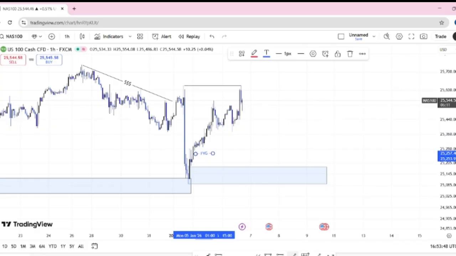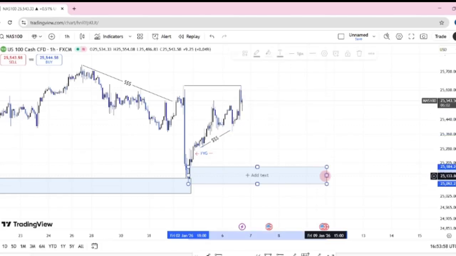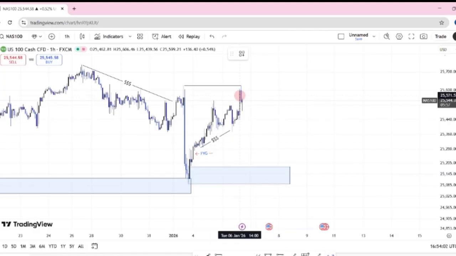So if you look at this level, we have all of this liquidity resting at this point. So I'll be anticipating for NAS100 to come back into this level. This is what I want to see, price coming back into this level, and our first target will be this high.